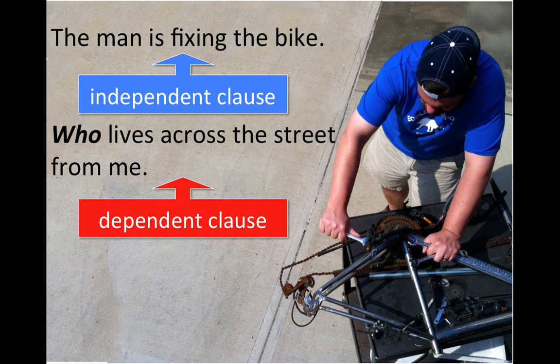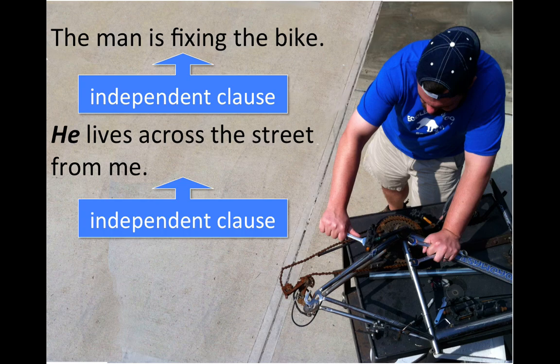The man is fixing the bike is the independent clause. Who lives across the street from me is the dependent clause, the relative clause, or the adjective clause. We call this a dependent clause because it can't be a sentence by itself. Who lives across the street from me is not a complete sentence because of the word who. Who is the relative pronoun. If we change this word to he, subject pronoun, then it's a possible sentence and is an independent clause. He lives across the street from me.